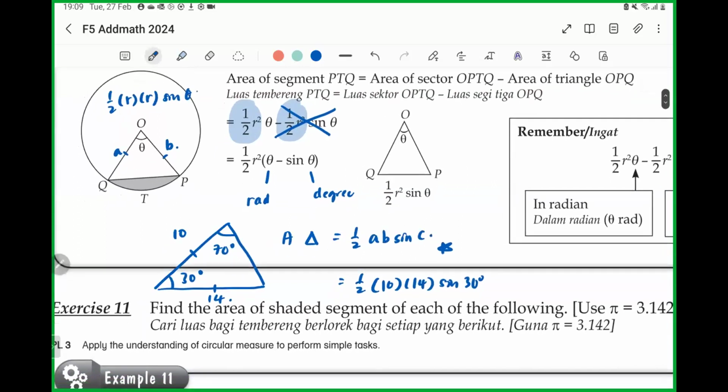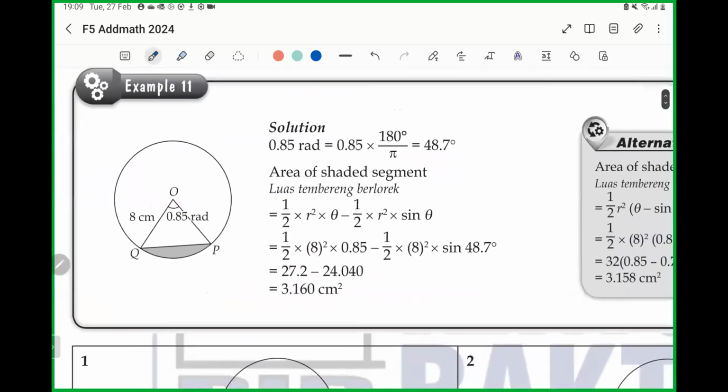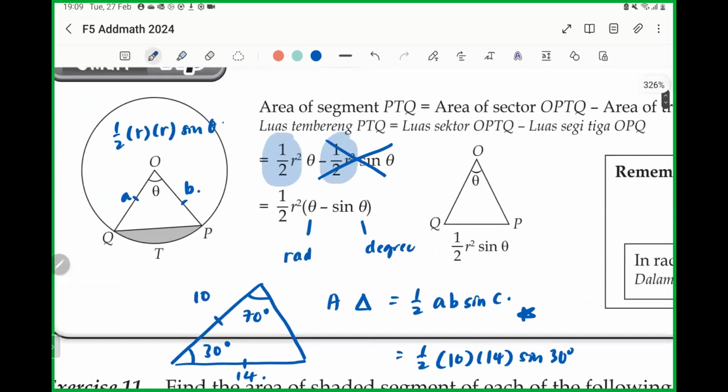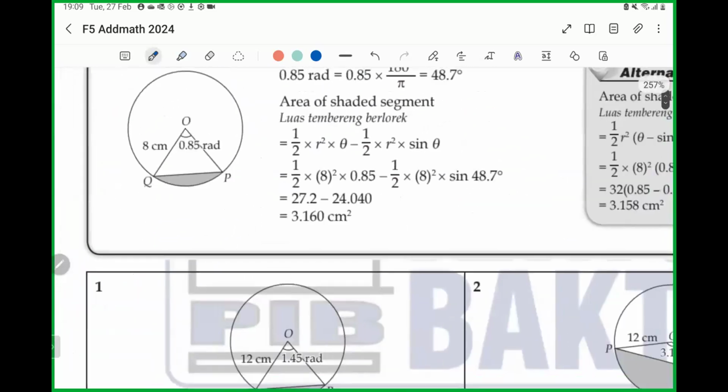Okay? So let's see this one. But if you want to remember the shorter one, the 1 over 2 r squared sine theta, you can also. It depends how much you can put inside your brain. Okay, let's see this question.